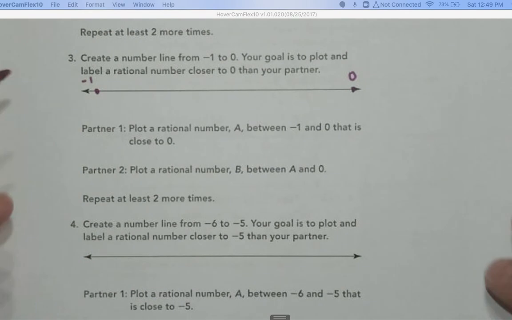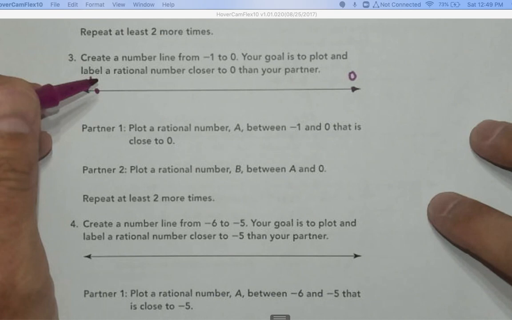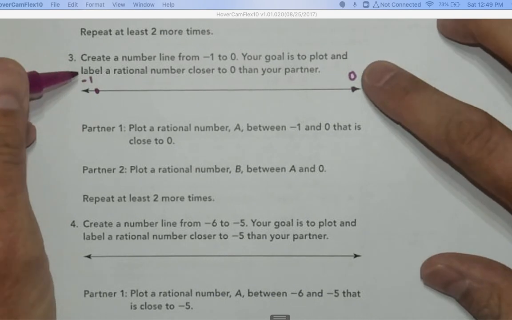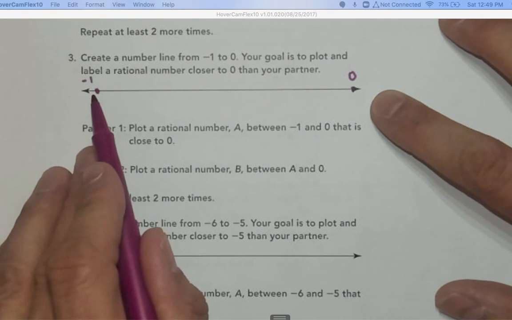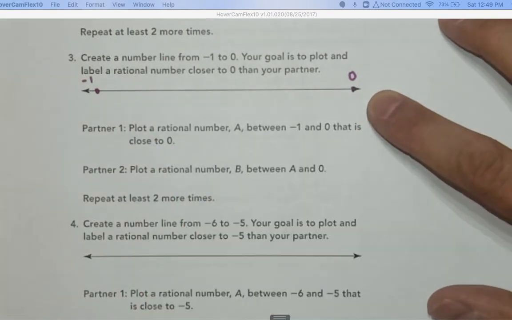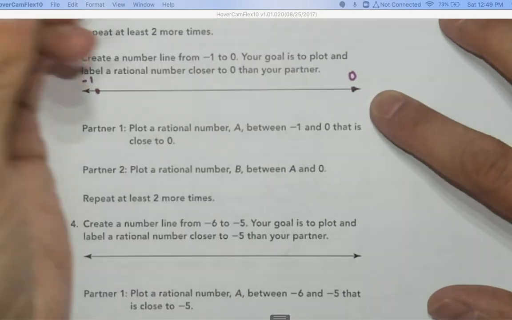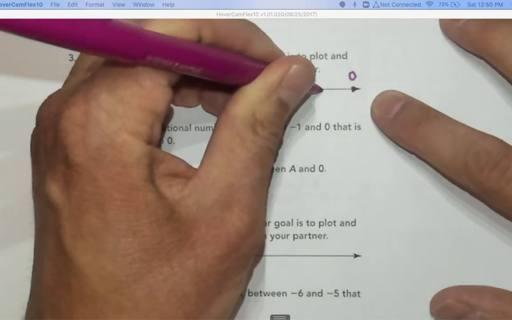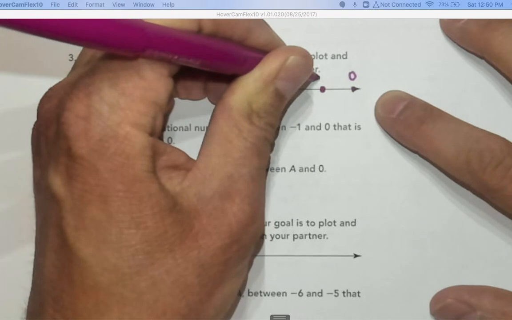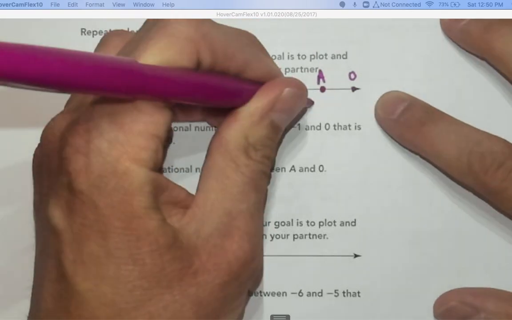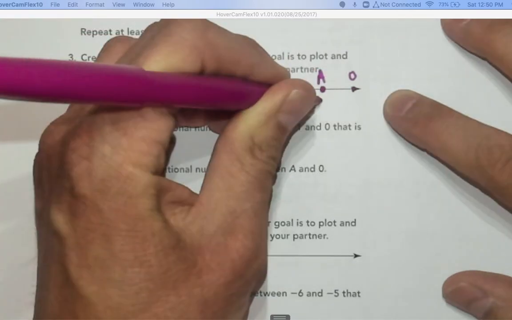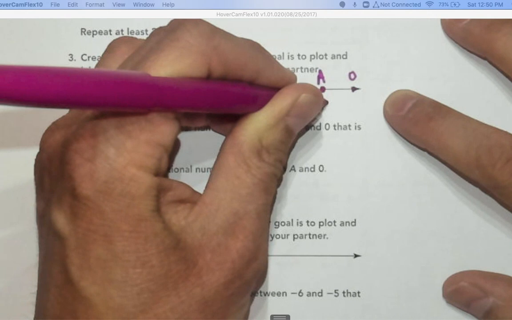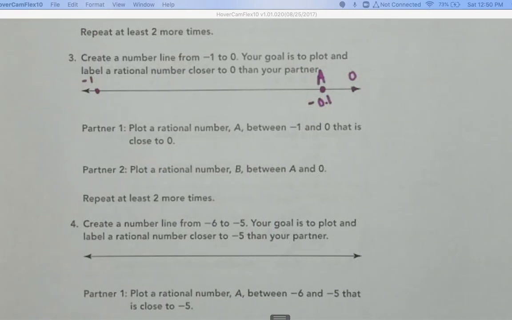For this one, it says your goal is to plot and label a rational number closer to 0 than your partner. And remember, we're going from -1 to 0. I'm going to start with negative. My point A is going to be negative 0.1, -1/10.